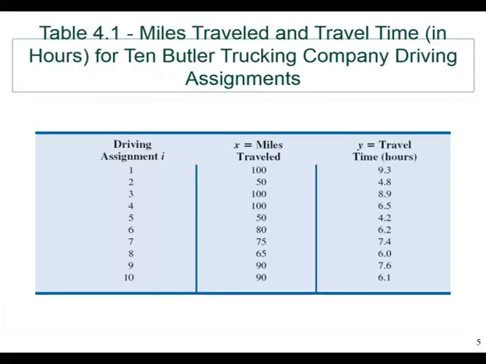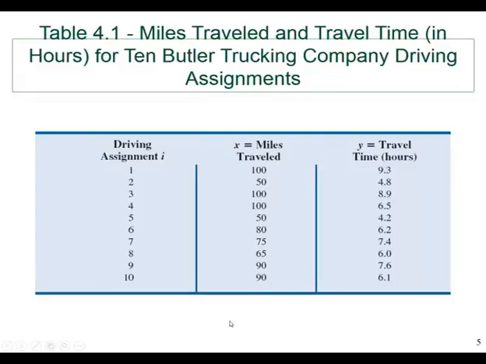That is over here. And so we're going to start with a very small data set. This is only 10. So we have only 10 data points. And we have here miles traveled, and the travel time here in hours. So we know the units of both the variables. X is in miles, y is in hours.